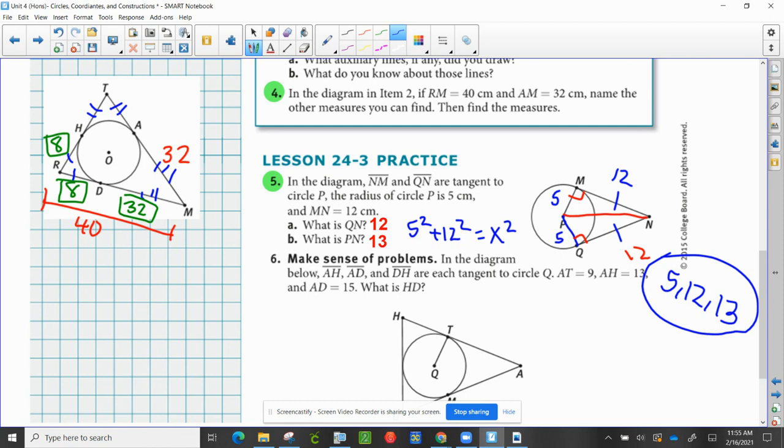But that is all of our properties using tangent segments. The segments from the same point to your points of tangency in a circle are always congruent. But again, don't forget that a radius and a tangent segment form a right angle as well.